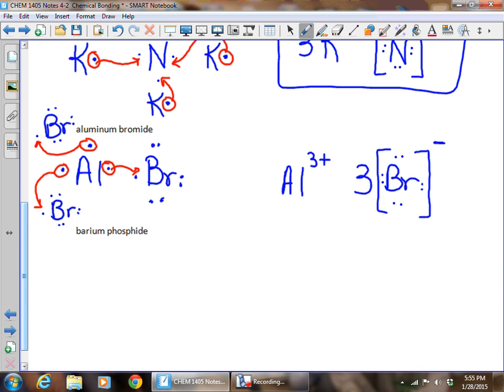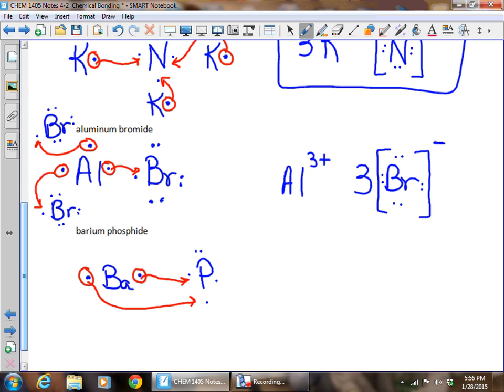Finally, barium phosphide. If you can do this one, you can do any of them. We've got barium. Barium has 2 valence electrons. Phosphide is the ending name for phosphorus. It's in group 5A, so it has 5 valence electrons, so it's going to look like this. So phosphorus wants to gain 3, barium wants to lose 2. Might be a little more complex. There goes barium, one of barium's electrons, and here's another electron.